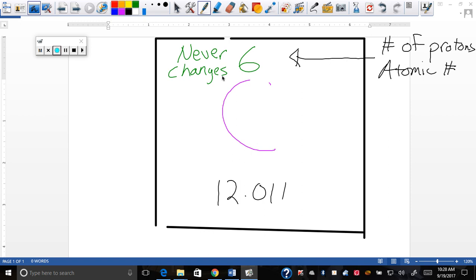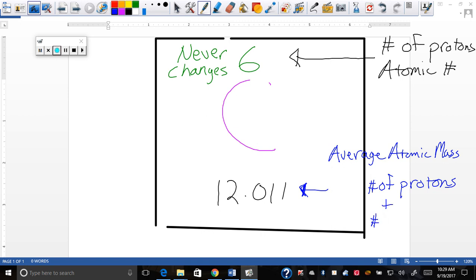Here's what you can change. This number down here. This number, if you notice, it's a decimal. And it is a decimal because it is the average atomic mass. It's an average atomic mass. And it is made of the number of protons plus the number of neutrons. An average atomic mass.